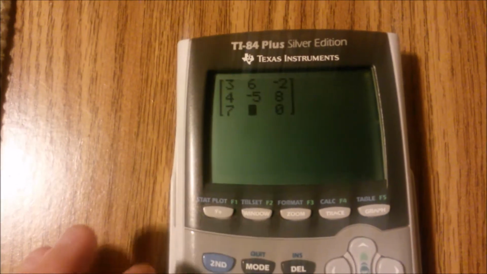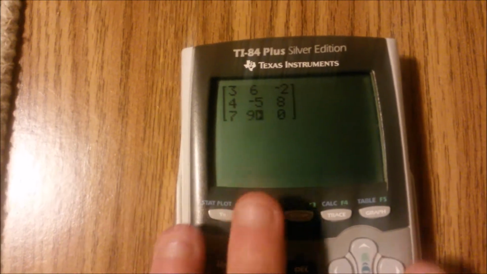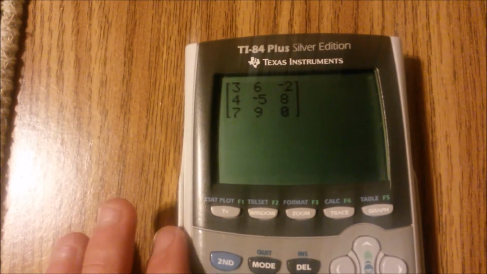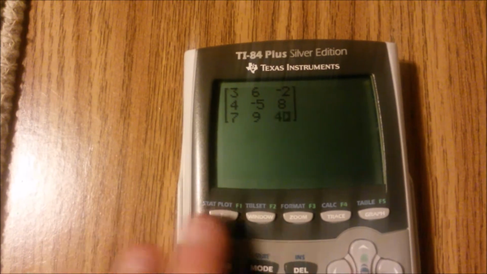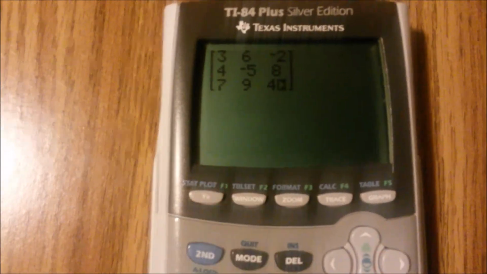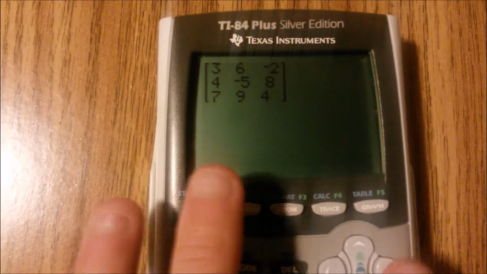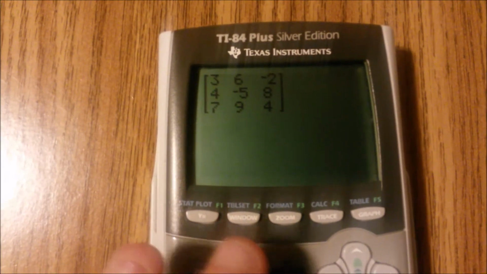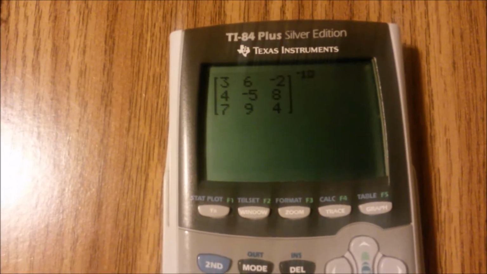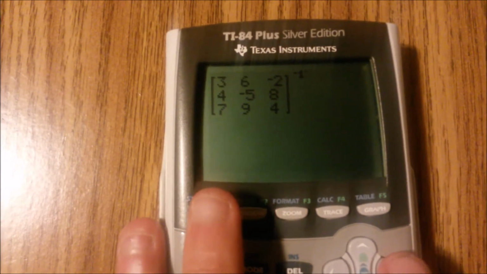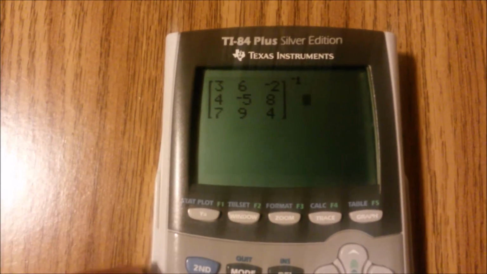You can have any number of variables when you do this. Just use the same number of rows and columns as the variables you have. Then put this matrix to the negative first power, or inverse it.